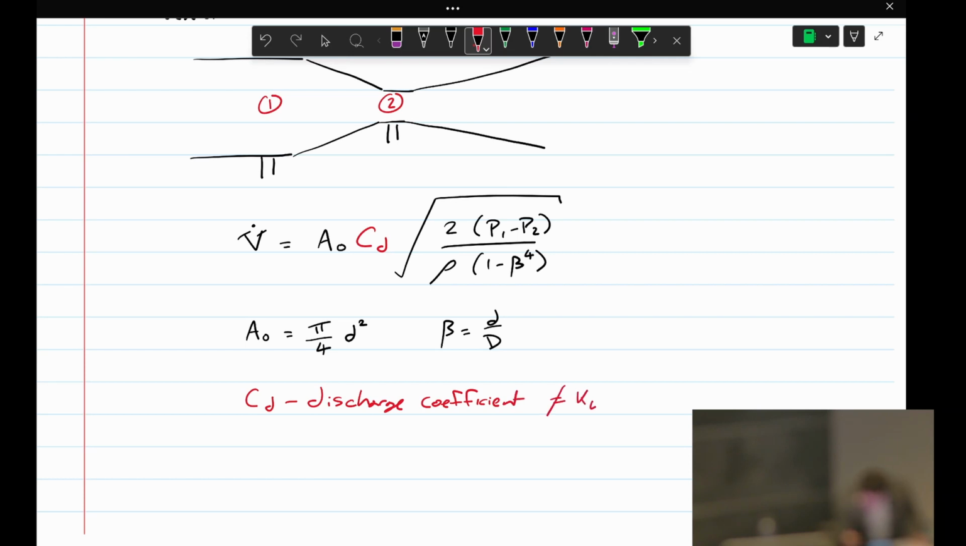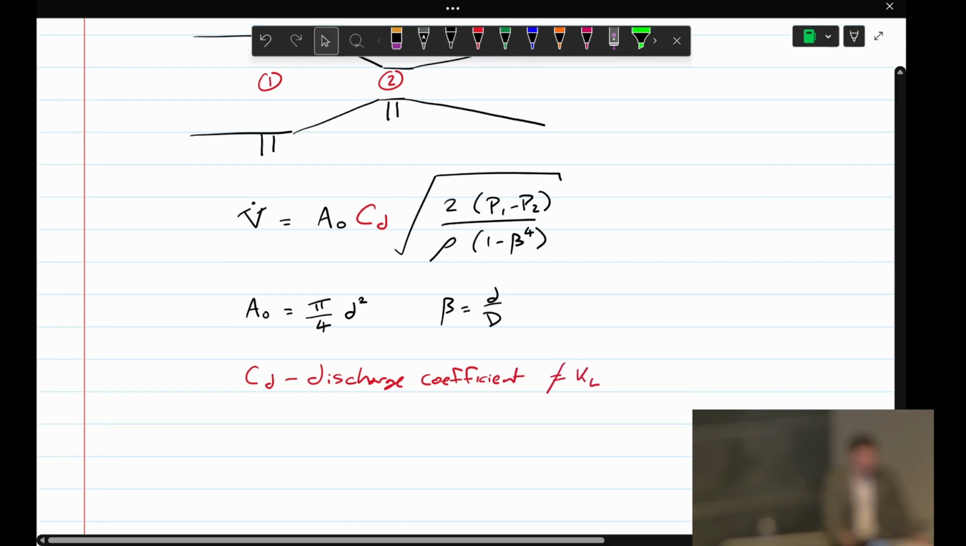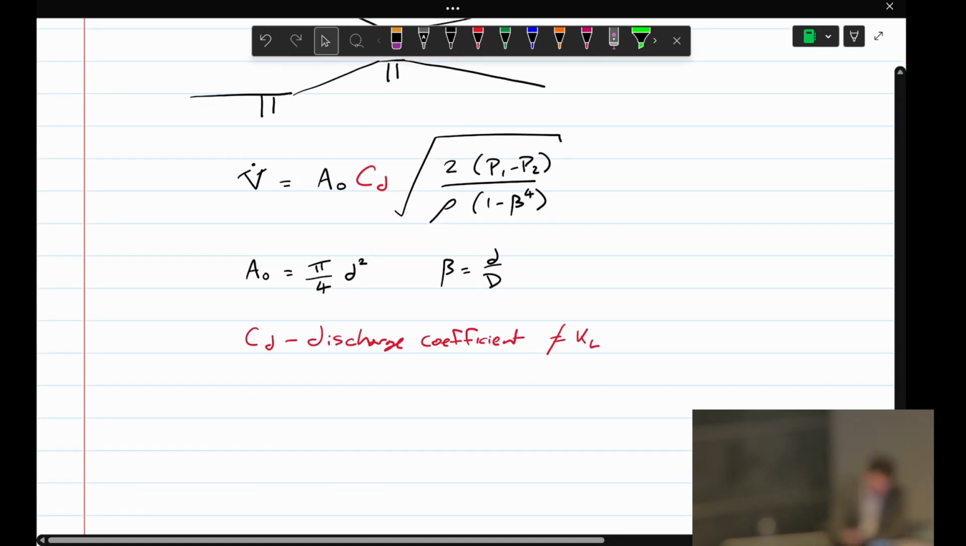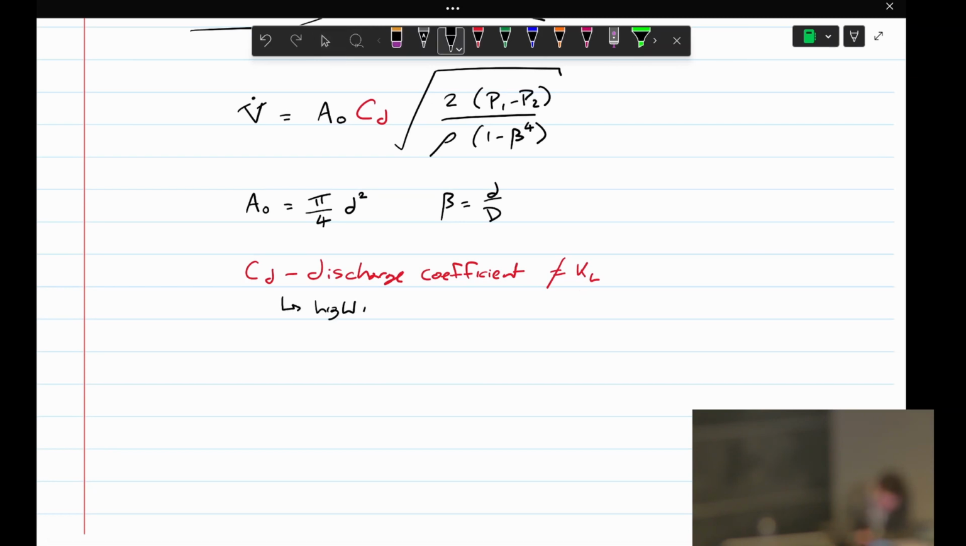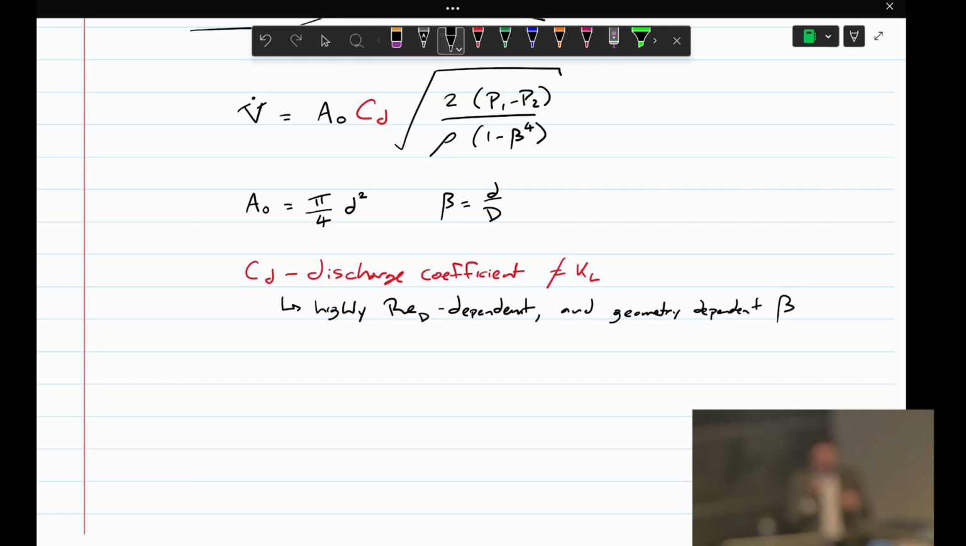And it's not equal to the minor loss coefficient, but it's really a similar idea. So the CD for real devices is highly Reynolds number dependent and geometry dependent. So by geometry, I mean it depends on beta and Reynolds number.